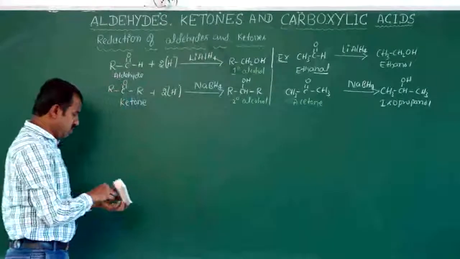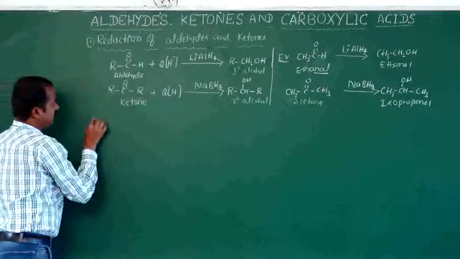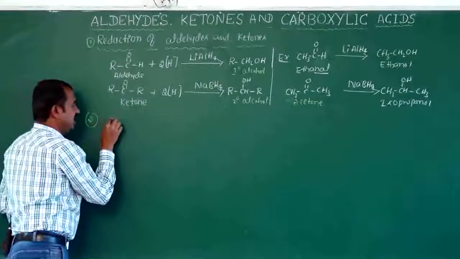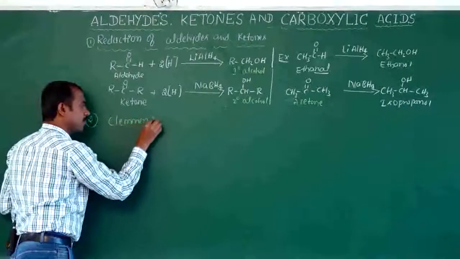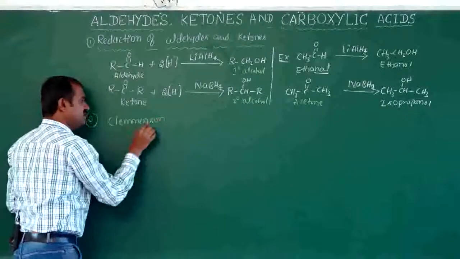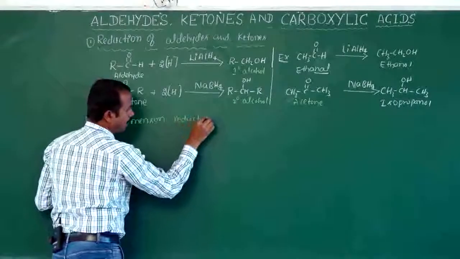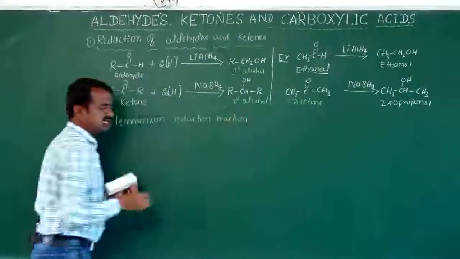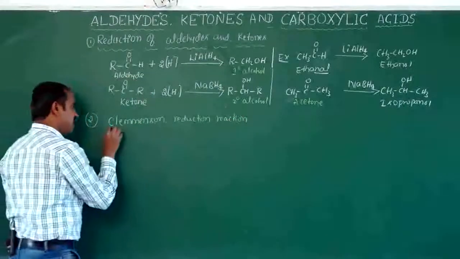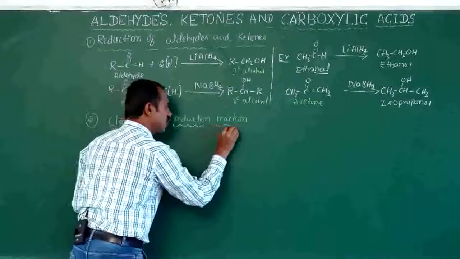Next we will go for the named reaction. The named reaction is called the Clemmensen reduction reaction. This is very important. Explain Clemmensen reduction reaction, 2 marks. They will ask for 2 marks.